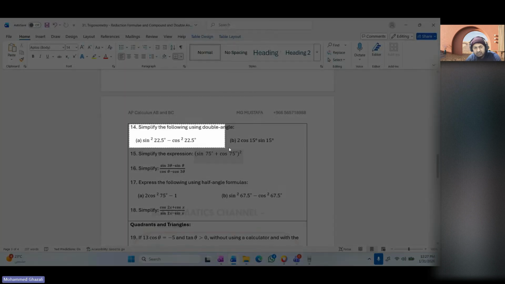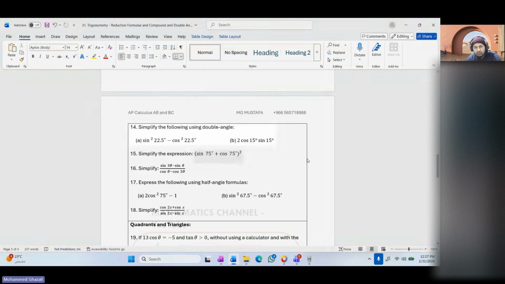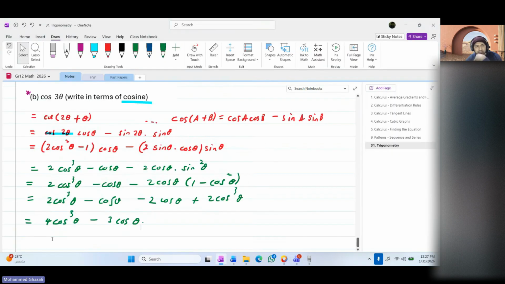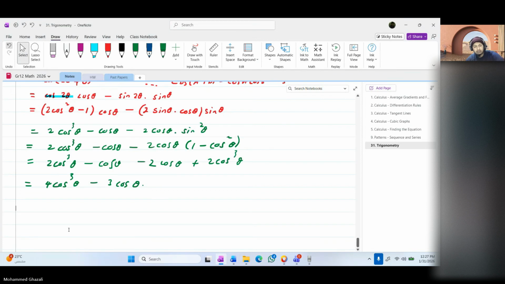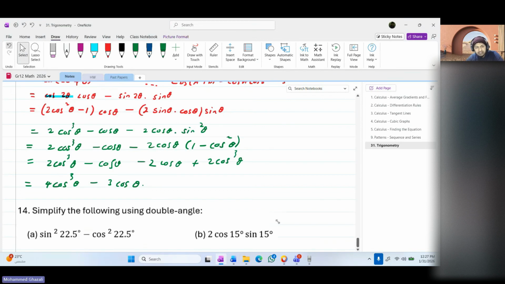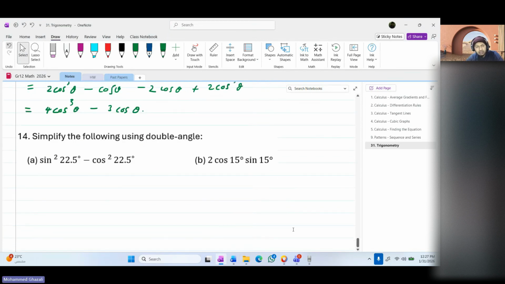Let's look at the next problem. It won't be so difficult now, much easier than that. Right, so simplify the following using double angles. How are we going to simplify this?